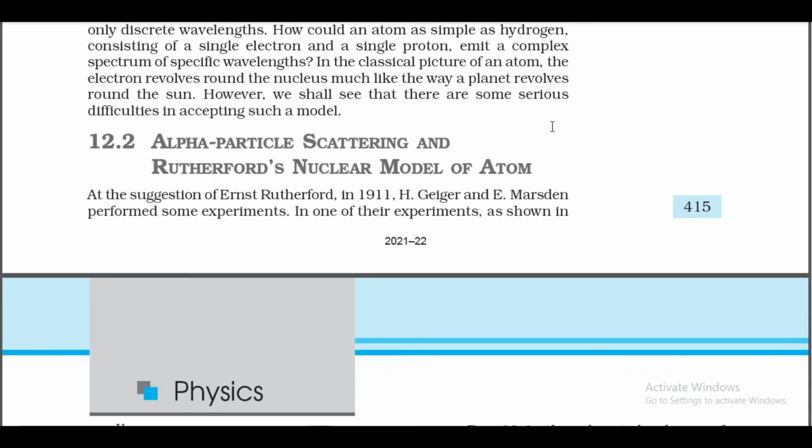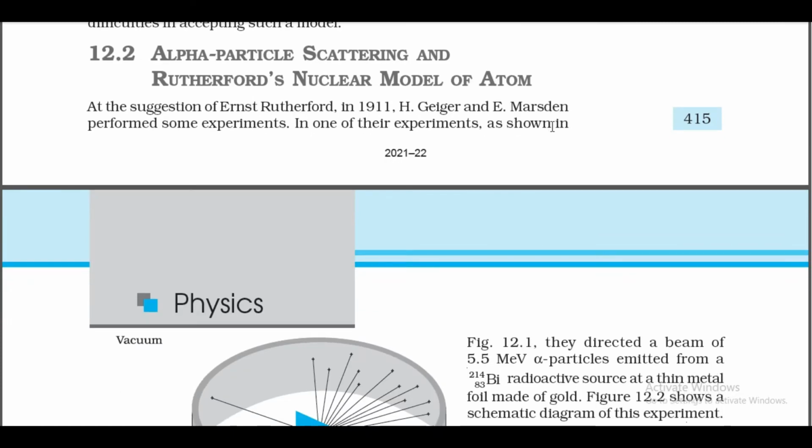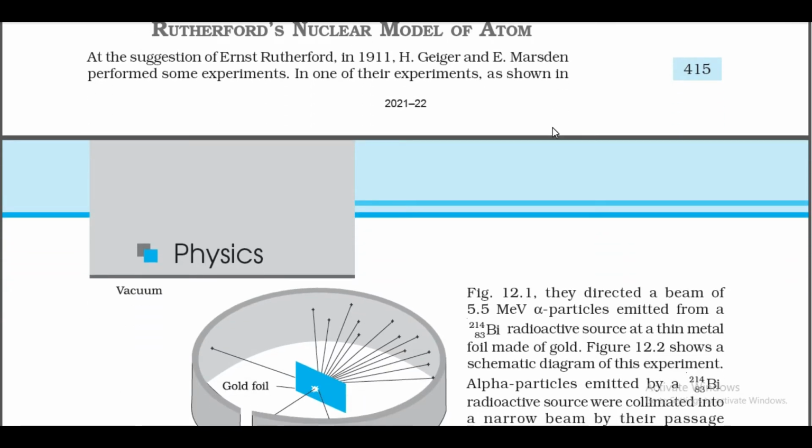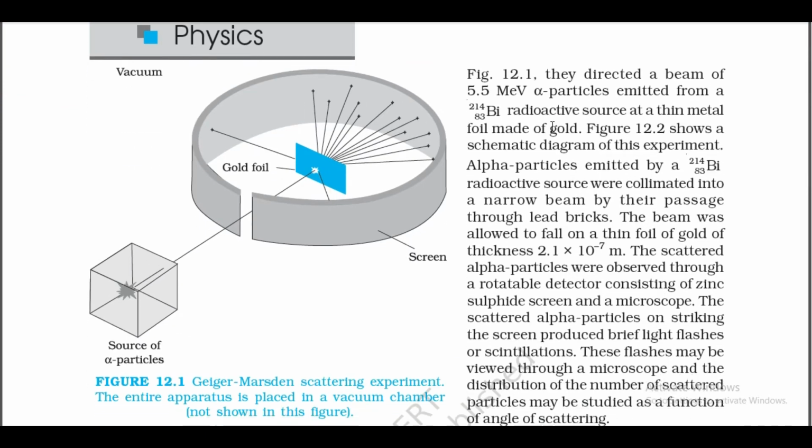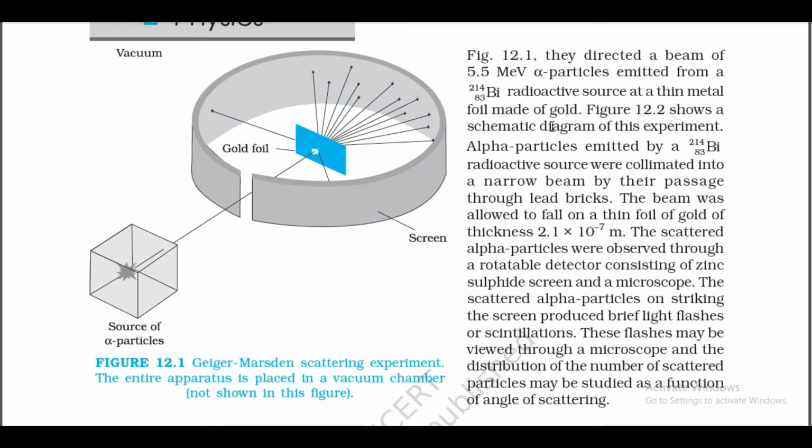12.2 Alpha particle scattering and Rutherford's nuclear model of atom. At the suggestion of Ernest Rutherford in 1911, H. Geiger and E. Marsden performed some experiments. In one of their experiments, as shown in figure 12.1, they directed a beam of 5.5 MeV alpha particles emitted from a Bi-214 radioactive source at a thin metal foil made of gold. Figure 12.2 shows a schematic diagram of this experiment.